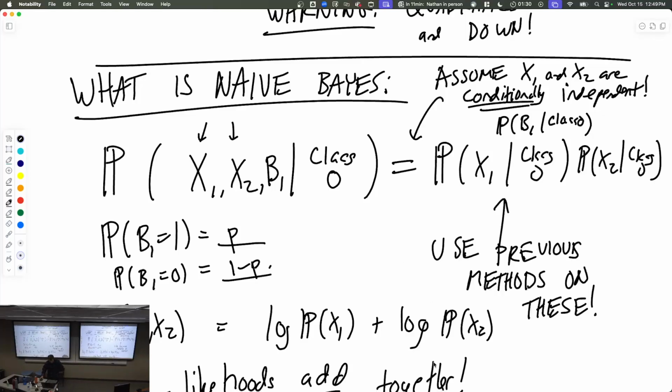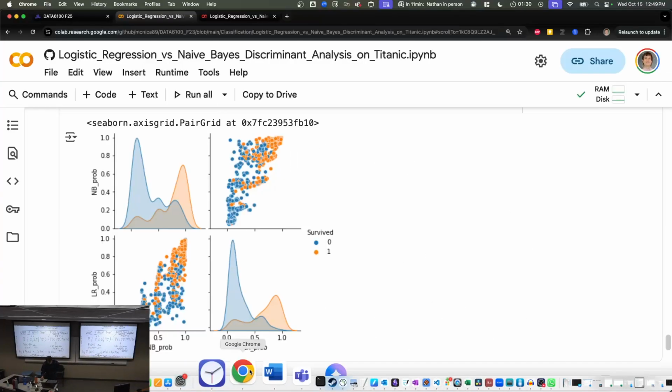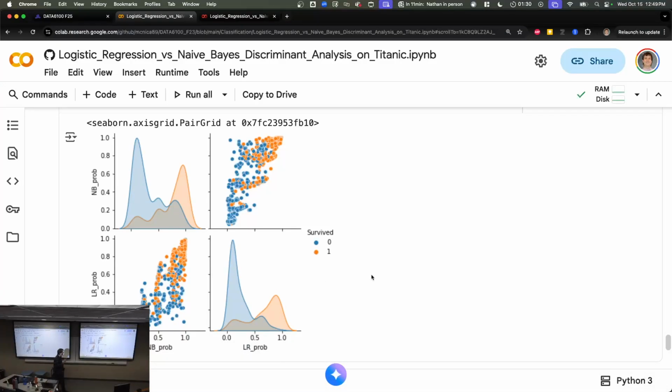OK, questions or comments about any of this stuff? You can check this out on the GitHub. Your project 2 will be about this kind of thing, and naive Bayes is one of the possible things you can do on your project 2. Linear logistic regression, LR, is another one you can possibly do on your project 2.